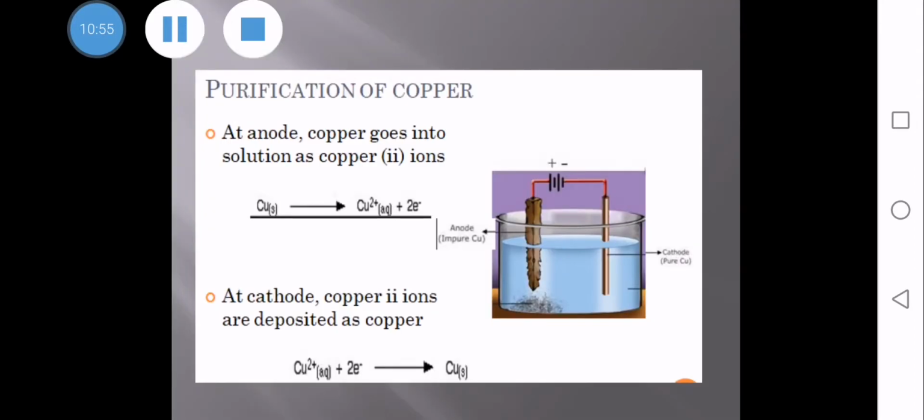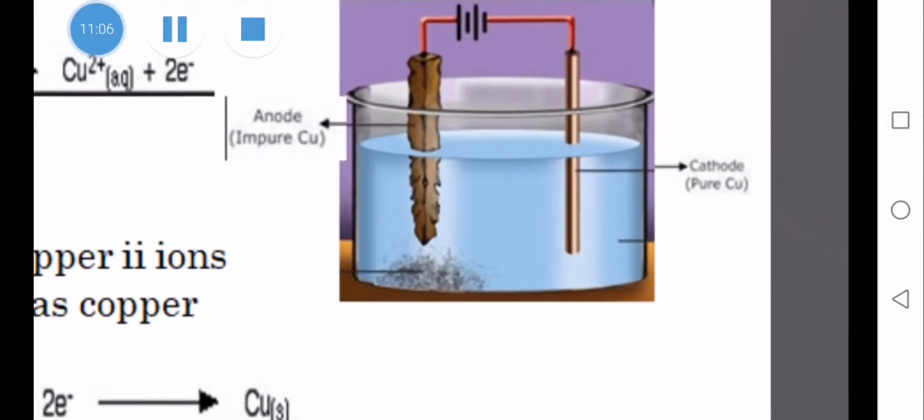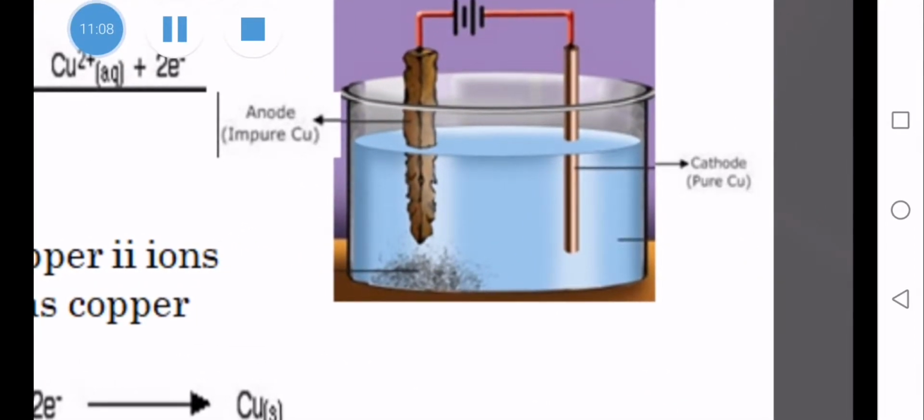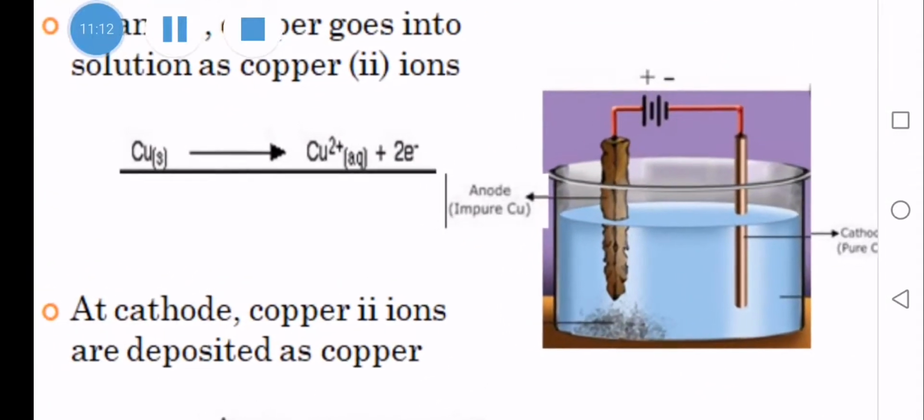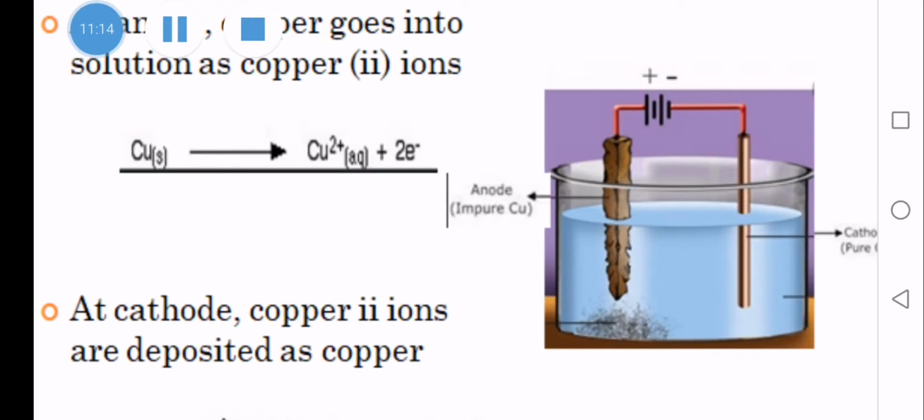Next is the purification of copper. How can we purify copper? Here you can see one is the impure anode, made of copper, and the other is pure copper, which is the cathode. You have already learned about this reaction, how we can purify copper. Here you can see what will happen.